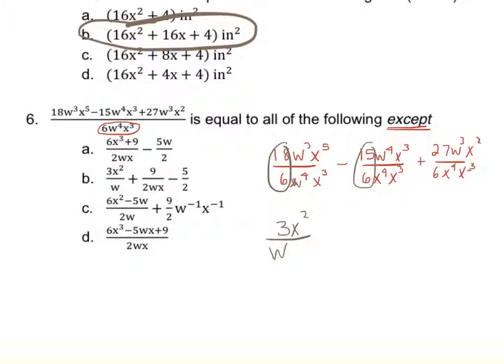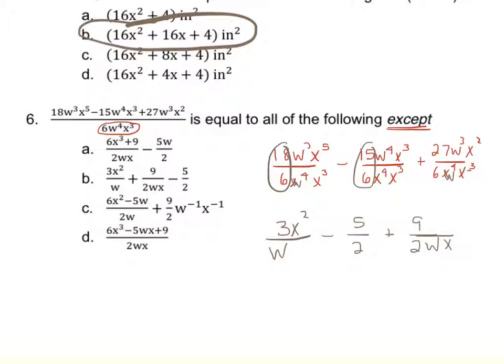Next term, 6 over 15, they're both divisible by 3, so that's 5 over 2. W's are equal, so that's just a 1. X's are equal, so that's just a 1. And then the last term, 27 and 6 are both divisible by 3, so it's 9 over 2. Extra w again. Extra w on the bottom, and extra x on the bottom as well. So there's the three terms I get when I simplify it.